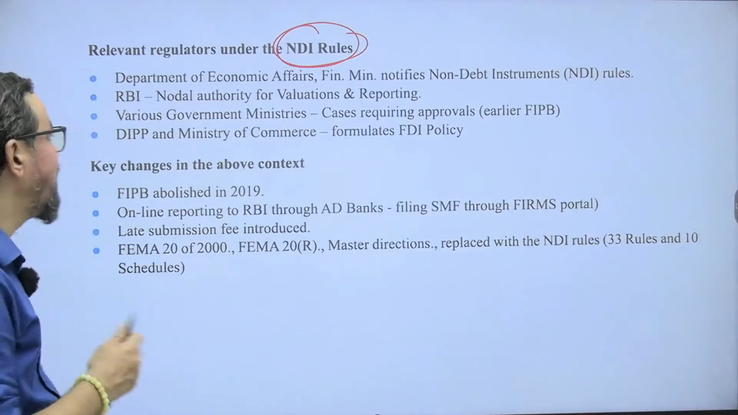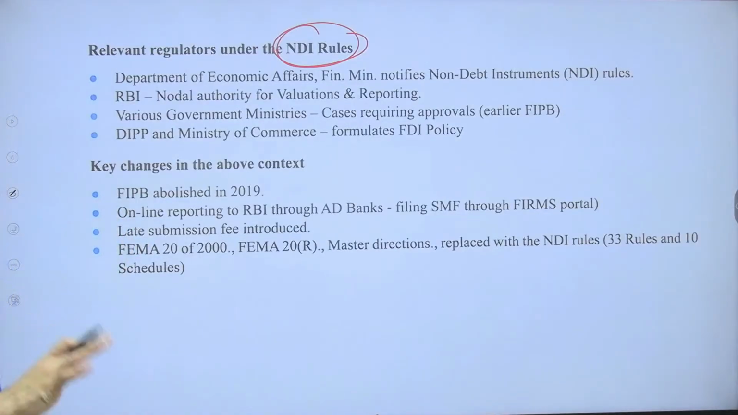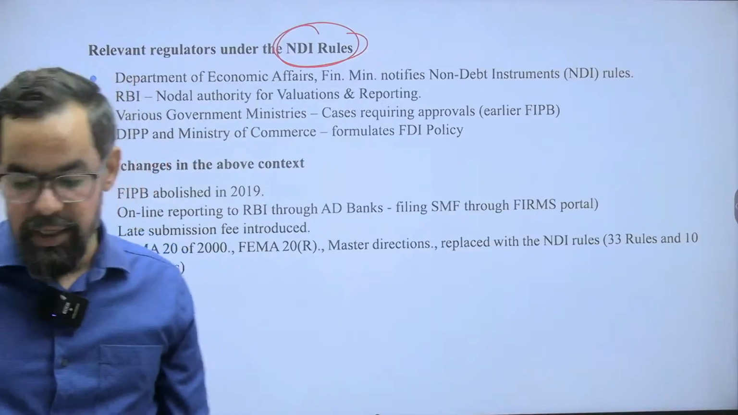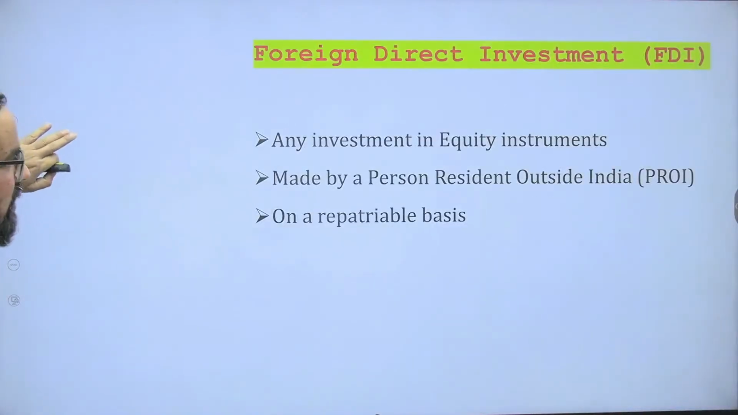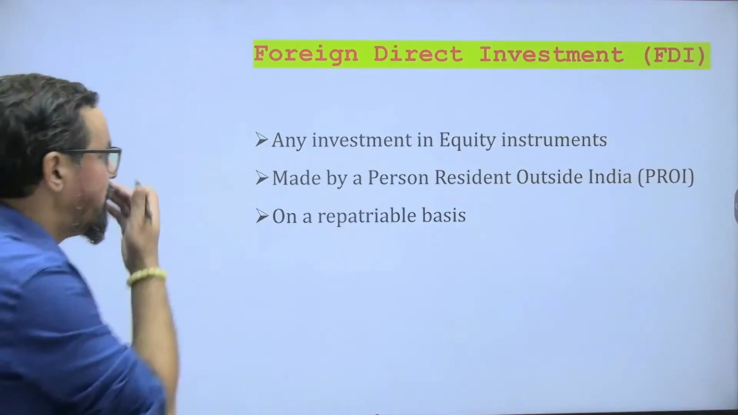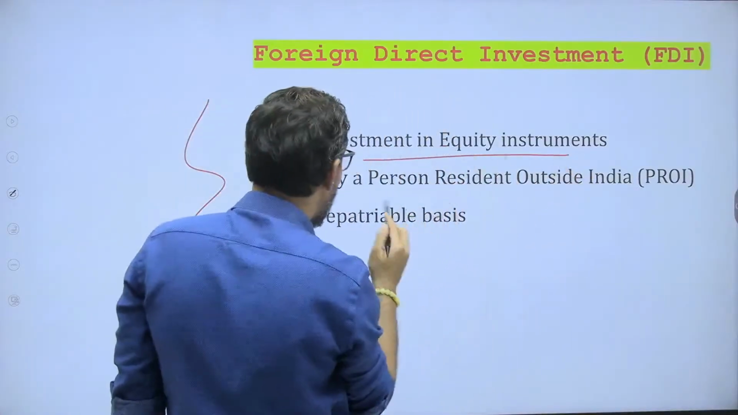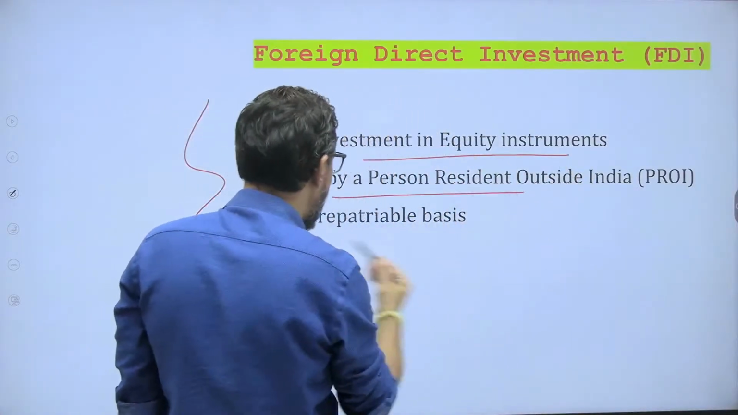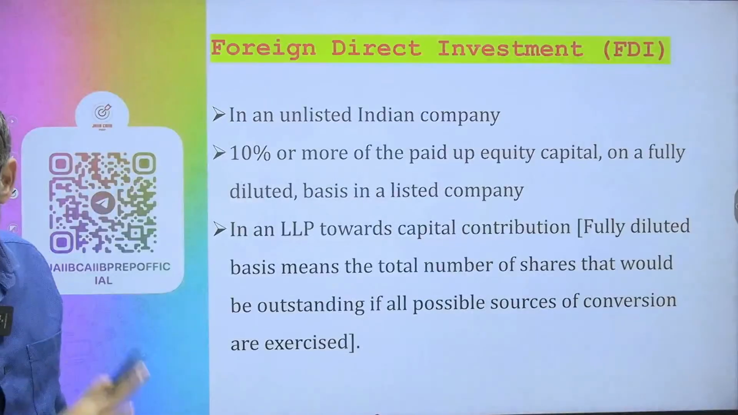So non-debt instruments, relevant regulations around the non-debt instruments, a company raising funds through the shares and all, so that is non-debt instruments. But that part is missing, the actual part is missing from this one, or it should be part of the further one, right? So FDI, any investment in equity instruments made by a person resident outside India on repatriable basis, foreign direct investment, which generally comes under this one.